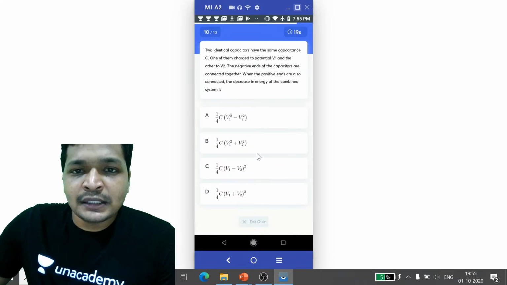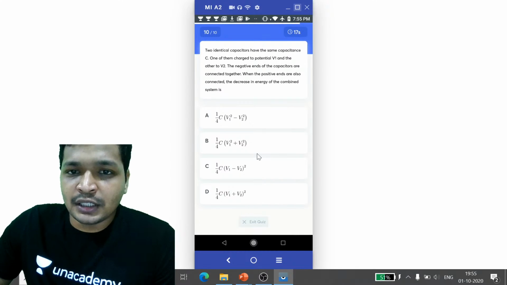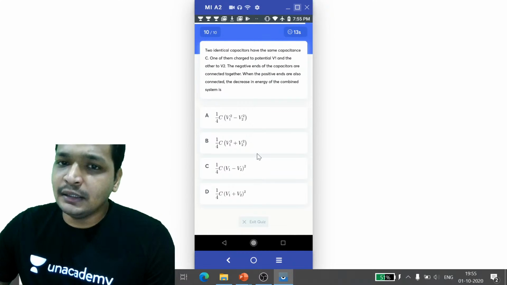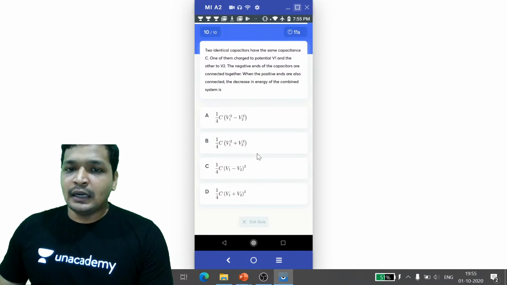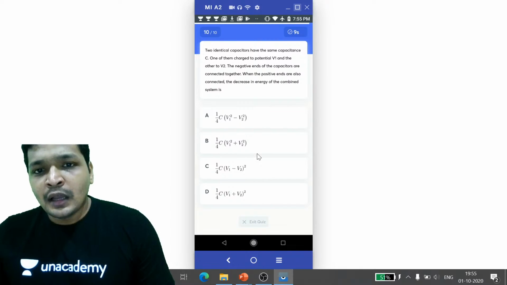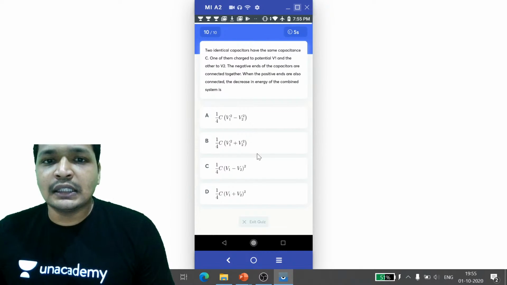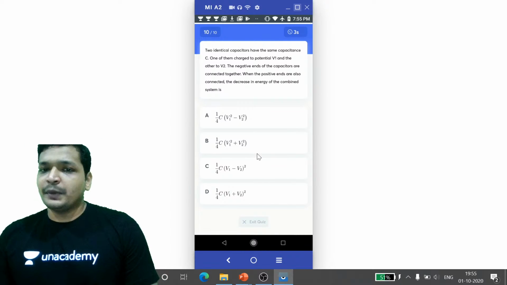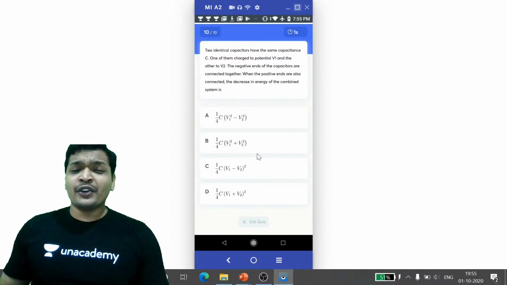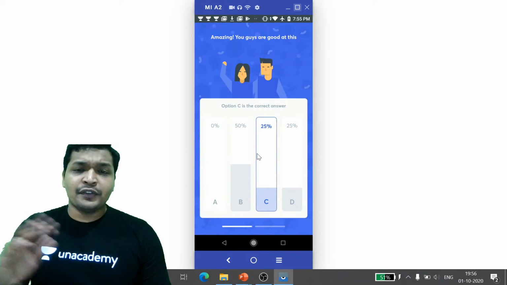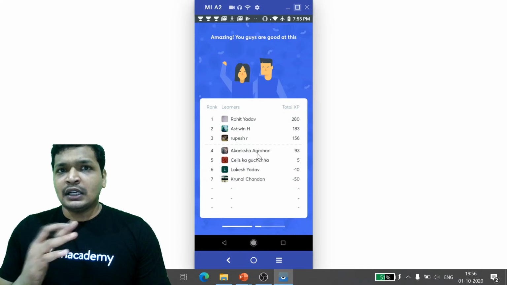So, two identical capacitors having the same capacitance C, one of them is charged to potential V1 and the other one is charged to V2. The negative ends of the capacitors are connected. So basically they are connected in the opposite fashion. And when the positive ends are also connected, the decrease in the combination is going to be... So whenever you're doing a negative connection, do remember that there will be a transfer of charge. So the charges have to be balanced.